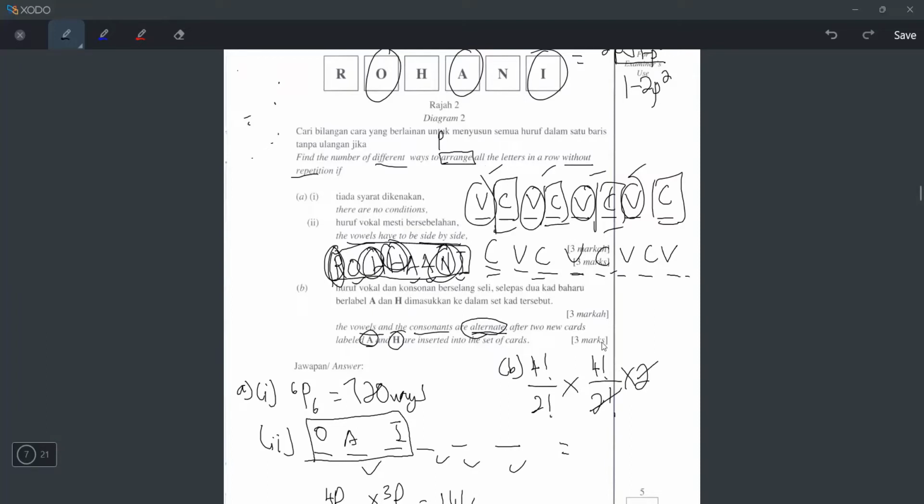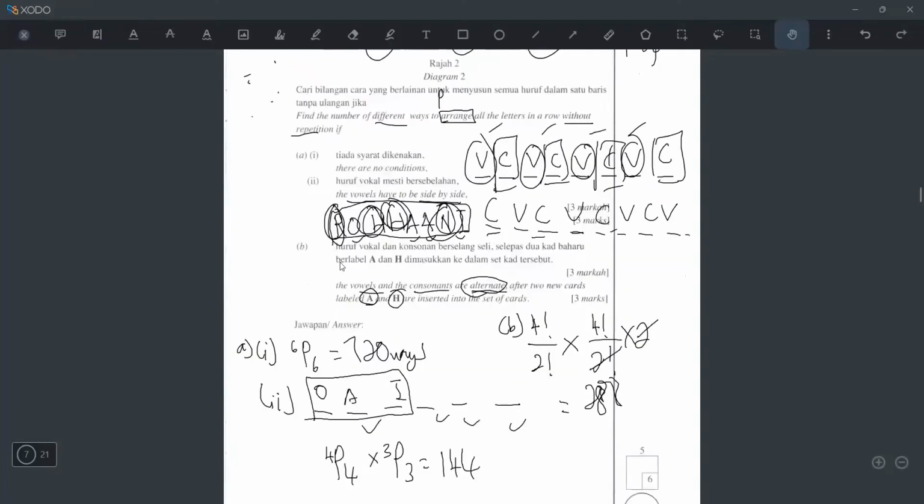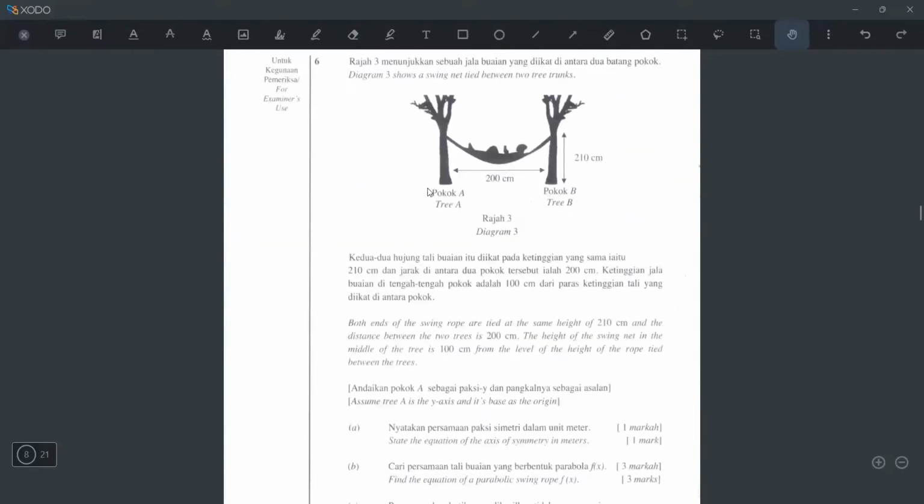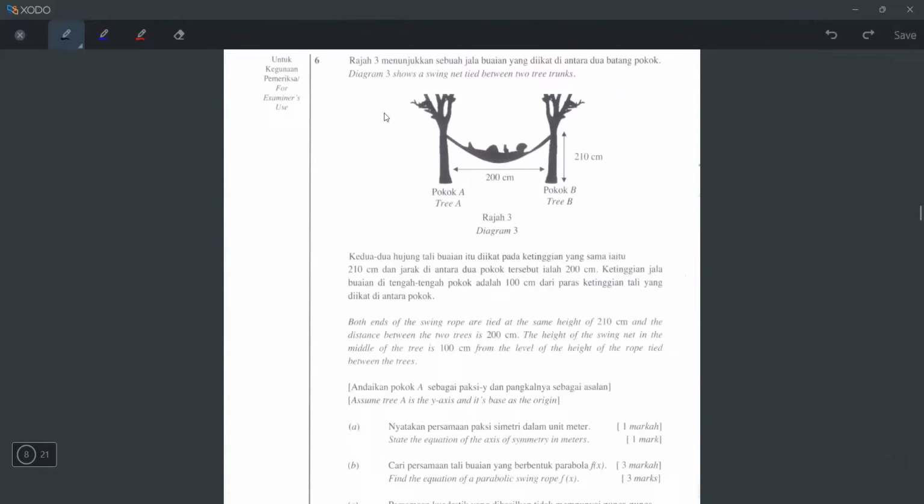I believe it's 288, but I'm not sure, but I'll try and see. 4P4 times, okay, I still have to press 4, okay times 4P4, divide 2P2. Yep, it's 288. Right? So that is the answer for question 5, right? So hope you understand. Okay, let's look at question number 6 here, right?